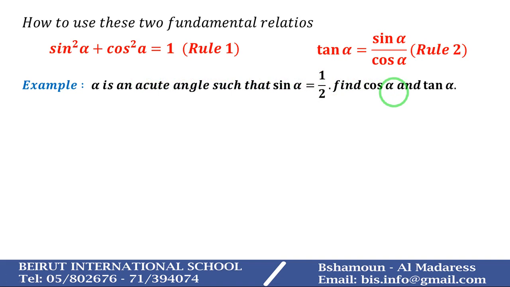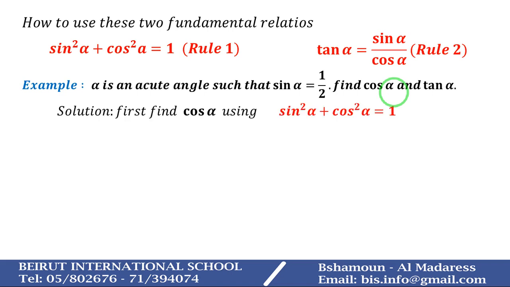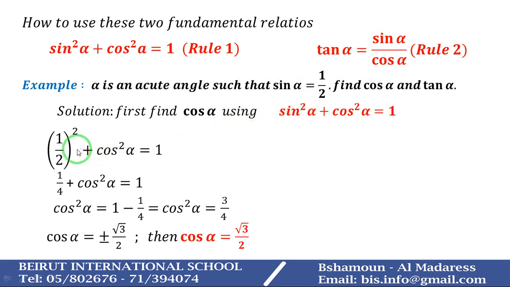Here we want to calculate cosine alpha and tangent alpha. First, find cosine alpha using the trigonometric relation sine square alpha plus cosine square alpha equals 1. We put sine alpha, which is 1 over 2, all to the power 2, which is sine square alpha, plus cosine square alpha equals 1. Here the unknown is cosine square alpha. By calculating, 1 over 2 to the power 2 is 1 over 4, so 1 over 4 plus cosine square alpha equals 1.